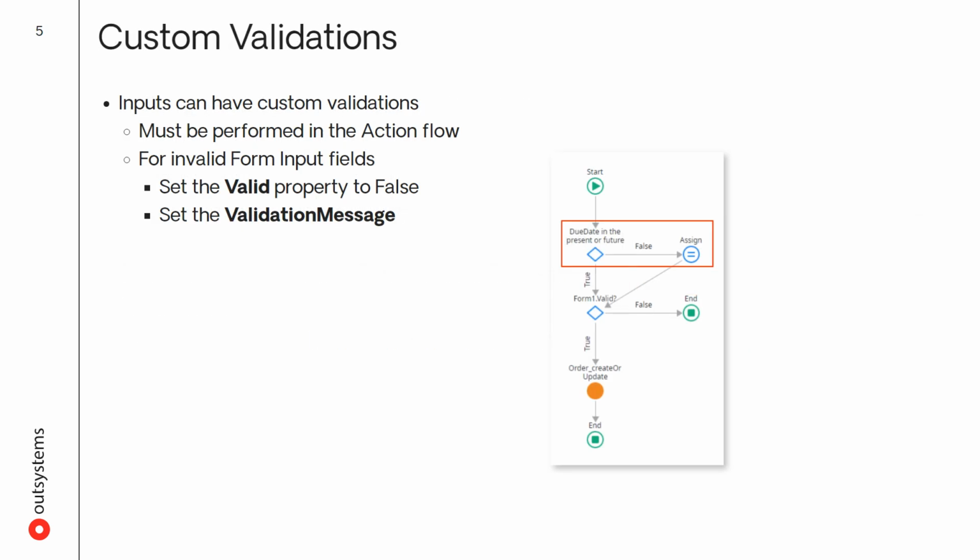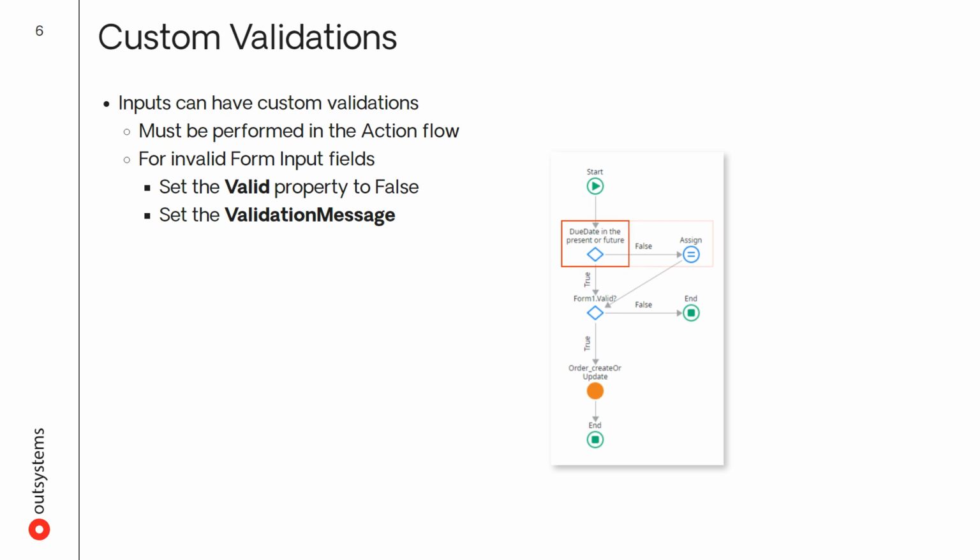Besides the built-in validations, we can define custom validations for the input fields. These custom validations should be implemented directly in the screen action flow that will manipulate the data submitted in the input fields. To implement a custom validation on an input field, there are two properties on each input that are extremely helpful: the valid and validation message. The first determines if the input has valid data or not, while the second defines the validation message that appears on the screen when the input is not valid and the user focus on it.